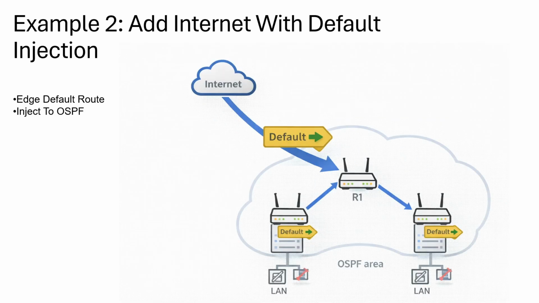Example 2. Now you need to add internet access. R1 has a connection to an ISP or firewall upstream. Conceptually, R1 has a default route pointing upstream. R1 injects that default into OSPF. R2 and R3 learn a default route via OSPF pointing to R1. Now, any unknown destination goes toward R1. To verify, R2 and R3 have an OSPF-learned 0.0.0.0/0, the next hop is R1, and R1 can actually forward to the ISP.